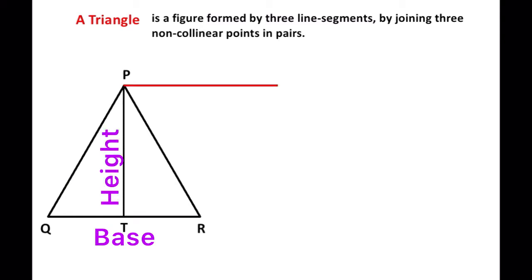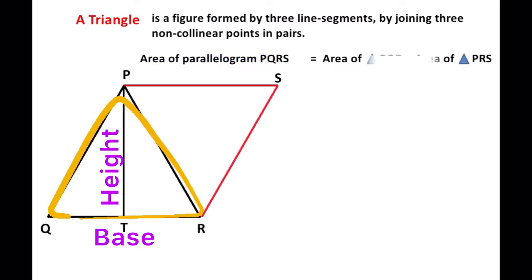Let's draw lines PS parallel to QR and RS parallel to QP to complete the parallelogram PQRS. As you can see, the area of parallelogram PQRS is equal to the area of triangle PQR plus the area of triangle PRS. Now what do you think about triangle PQR and triangle PRS?